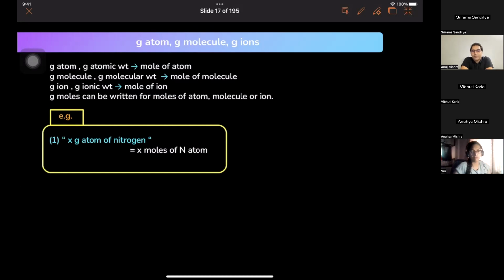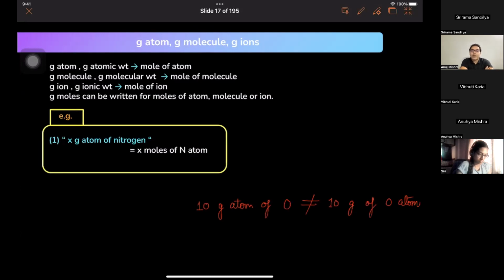Just write down this heading. Before we proceed for any discussion, let me clarify. If I give you 10 gram atom of oxygen, and then I write 10 gram of oxygen atom, try to understand these are not the same things. First, note down this line: 10 gram atom of oxygen is not the same as gram of atom.